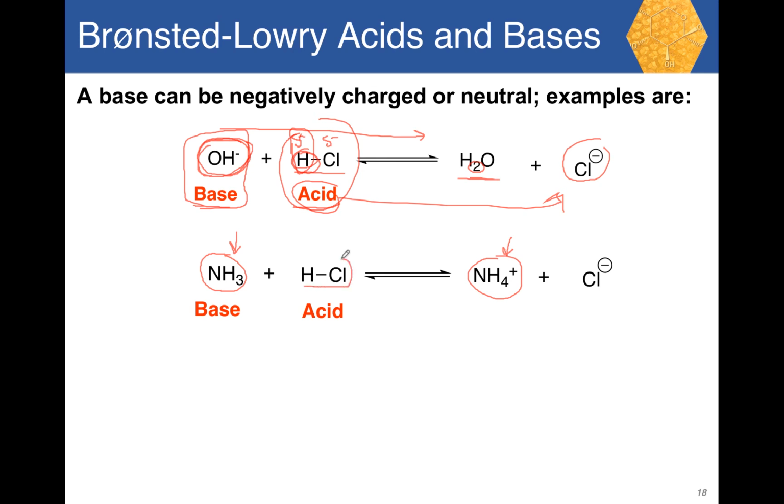HCl, in going from reactant to product, has lost this H, so therefore it is a proton or hydrogen donor. So therefore it is an acid. Since it has lost a hydrogen in going to the product, this is called the conjugate base.